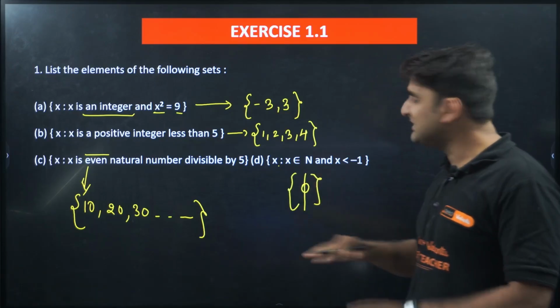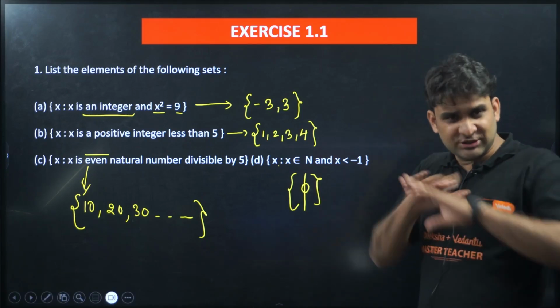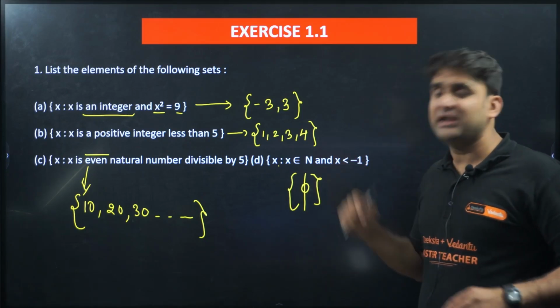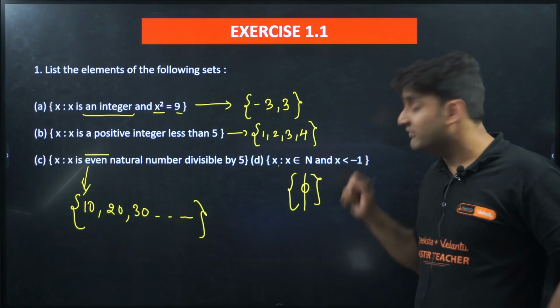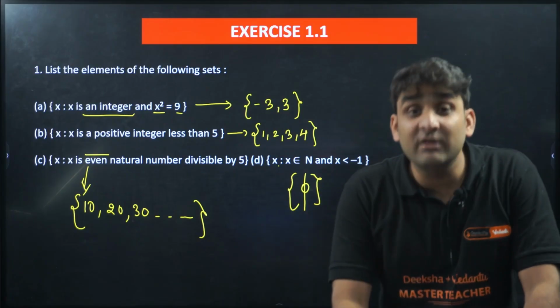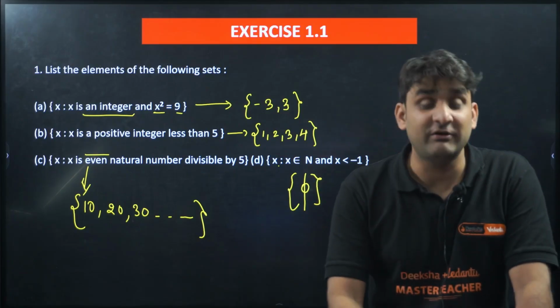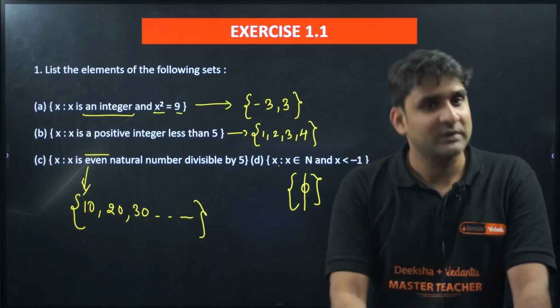There is no such natural number. There is no such natural number which will be negative and less than minus 1. So the answer will be null. Null means nothing. Clear everyone?